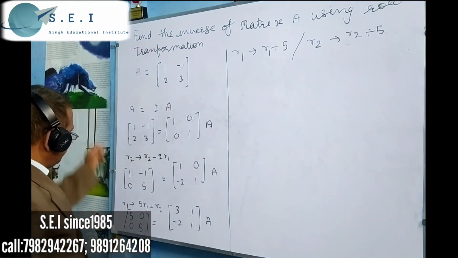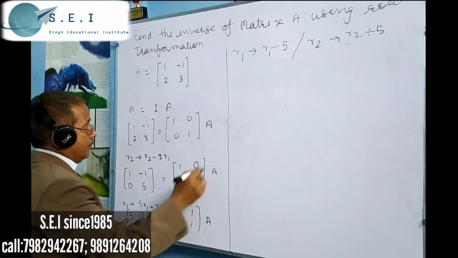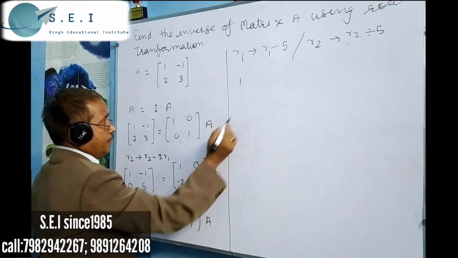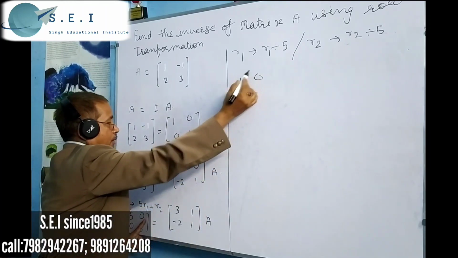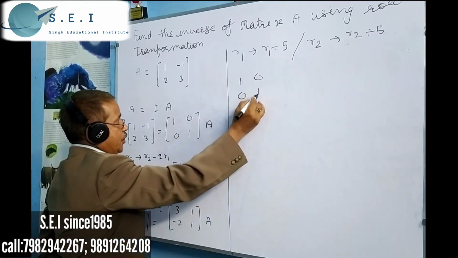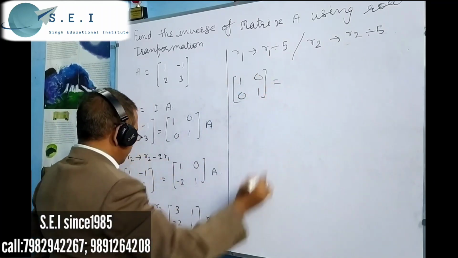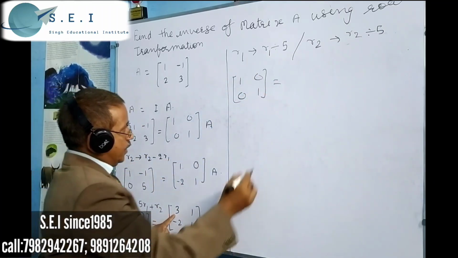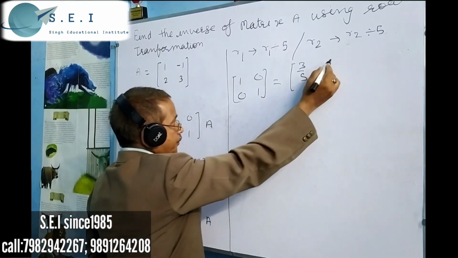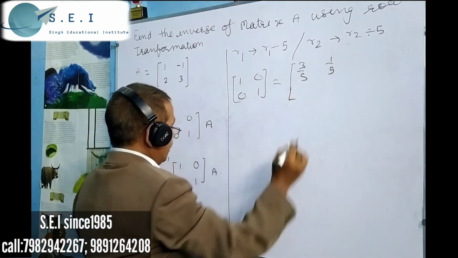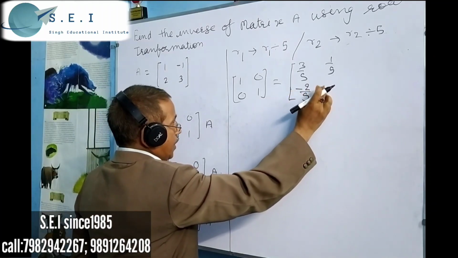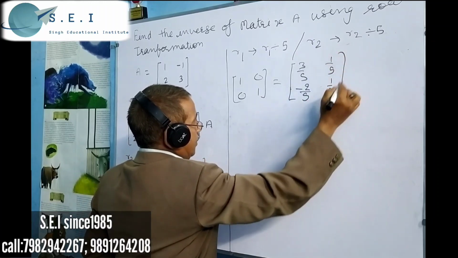On both sides, R1 divided by 5 means 5 divided by 5 is 1, and 0 divided by 5 is 0. 0 divided by 5 is 0, and 5 divided by 5 is 1. The first row divided by 5 gives 3 upon 5, 1 upon 5, -2 upon 5 and 1 upon 5.